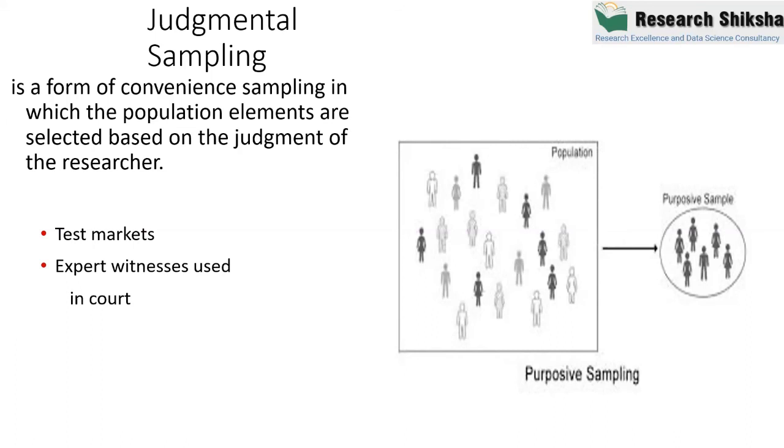So in judgmental sampling or in purposive sampling, we define the criteria, and anybody who qualifies the criteria will be part of the sample. Otherwise, we will not take the data from them.